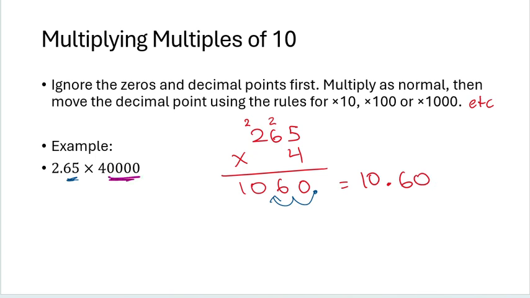And then finally, using our rules for multiplying by multiples of 10. So as we can see, there are 4 zeros there in 40,000. So we're going to move it to the right 4 times. 1, 2, 3, 4. And then we just fill it in with zeros for the gaps. And we actually end up with 106,000, just like that.